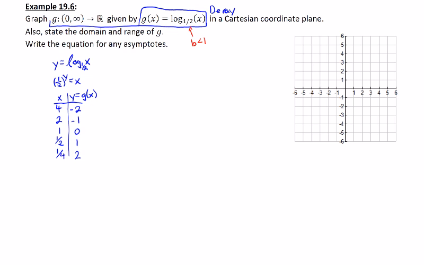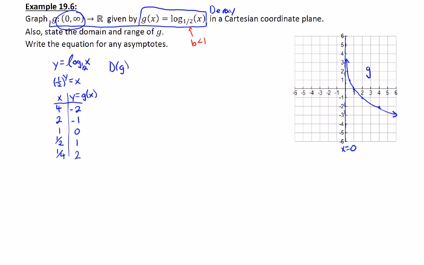So let's plot those points. 4, -2; 2, -1; 1, 0; 1/2, 1; and then 1/4, 2. So we're going to get another logarithmic curve out of this, but this time the logarithmic curve is going to show a decrease going from left to right. This is going to be the graph of g, and there is still a vertical asymptote located at x equals 0, and that explains why the domain, again, is only from 0 to infinity.